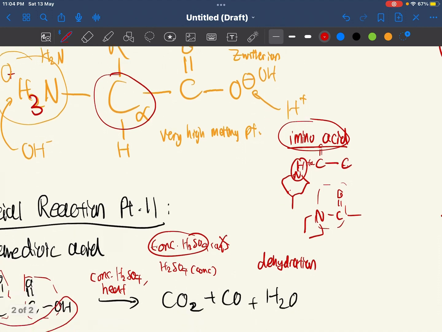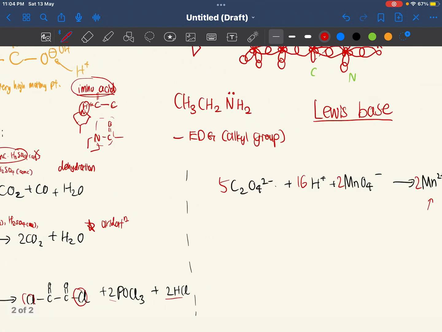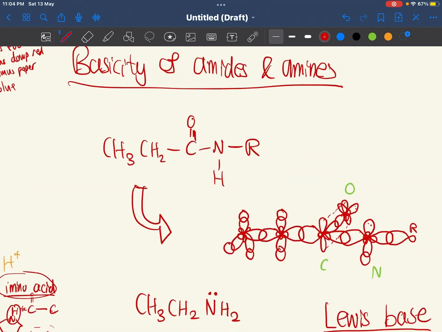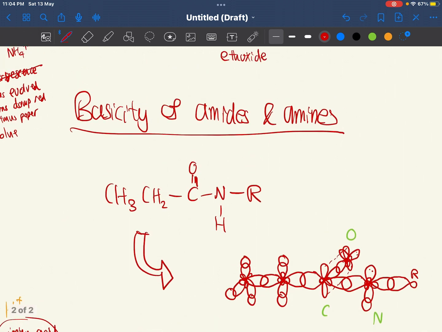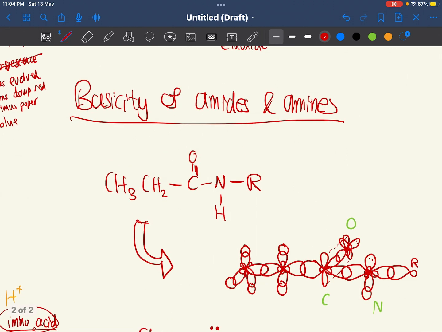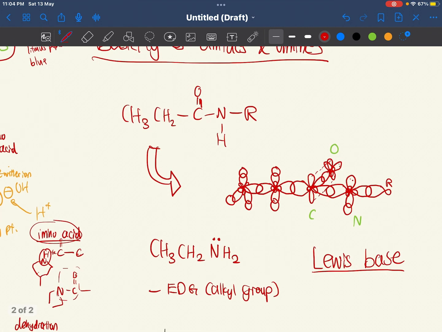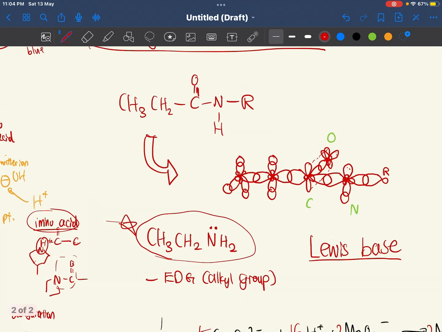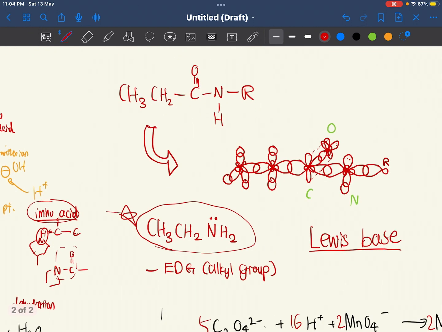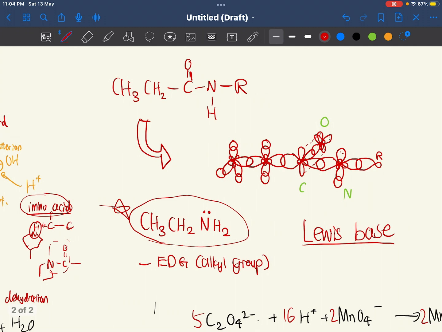So after learning about all these, what's the application, for example, of amides and amines? What is the basicity? We know amines are basic, but why are they basic? We recall under the theories of acids and bases, we have Lewis, Bronsted-Lowry, and Arrhenius. Over here we're looking at Lewis.